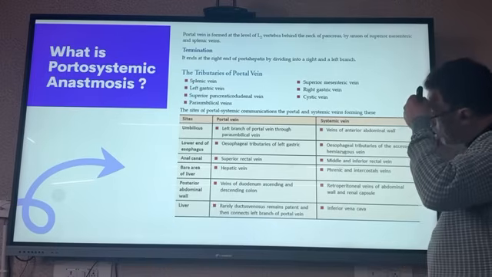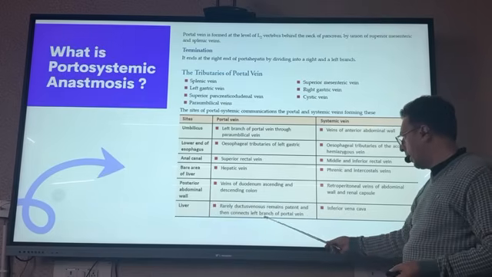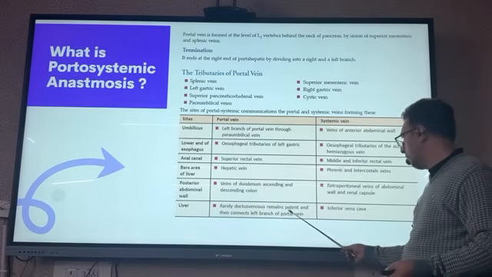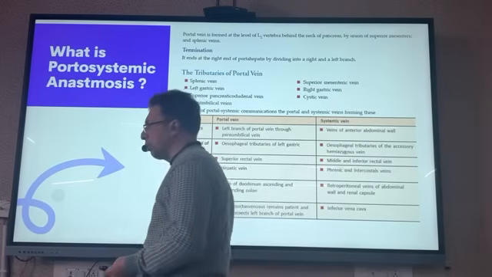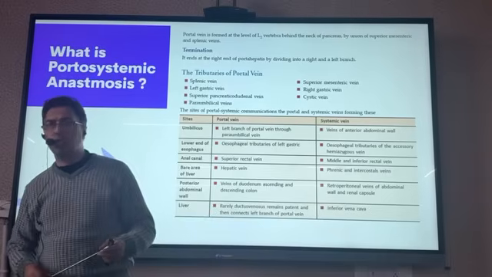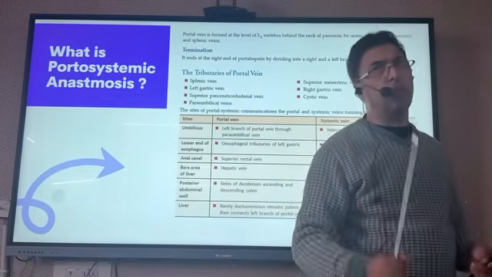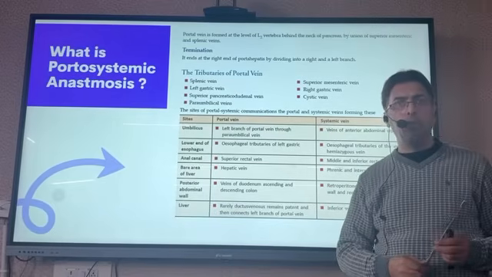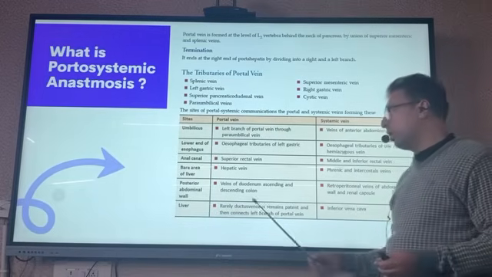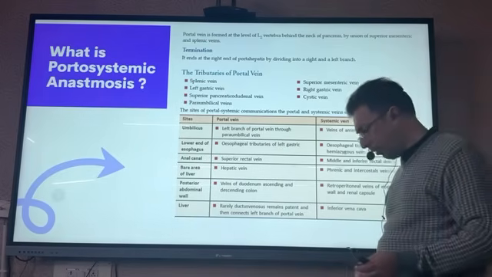Then sometimes you know that the ductus venosus may remain patent, and then that connects the left branch of the portal vein with the inferior vena cava. So that's important. These are some of the sites of portosystemic anastomosis, and this table you have to remember. This is very important because portal hypertension, portal vein, is an important question frequently asked. So this is something you have to remember.